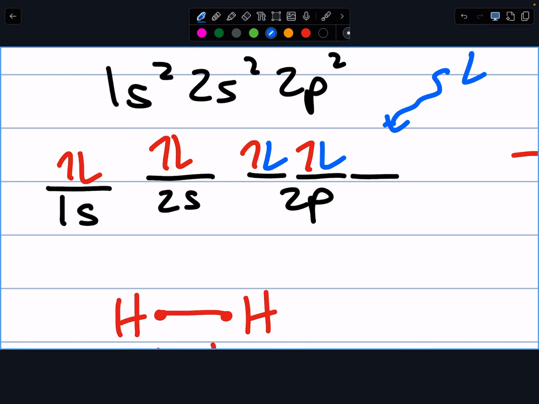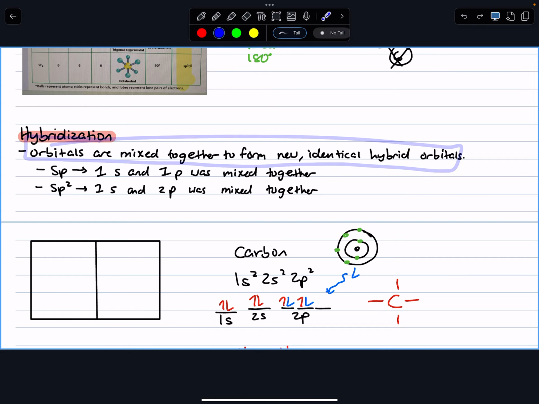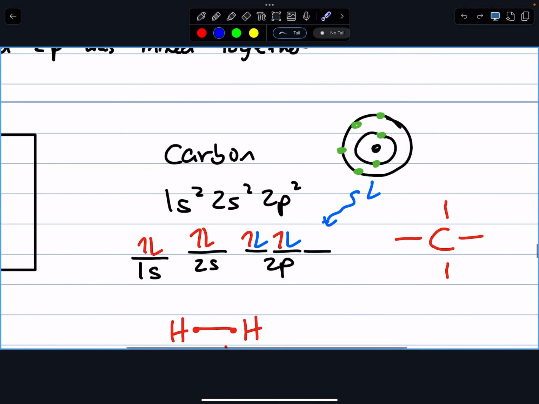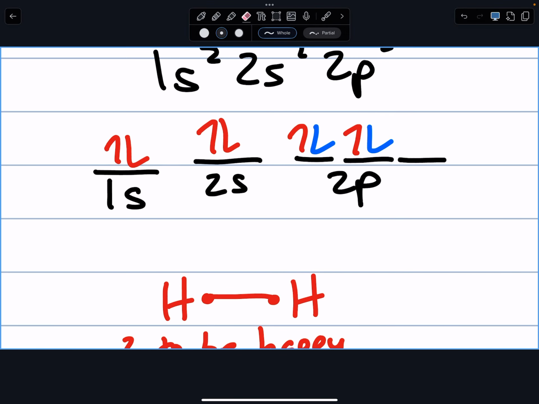So with that being said, carbon should only be allowed to make 2 bonds. Does that make sense? But it doesn't. It makes 4 bonds. That makes no sense. Do you understand where I'm going with this? So then that's where hybridization comes in, right? Orbitals are mixed together to be able to make more bonds. So watch this. This is what carbon does to make more bonds.